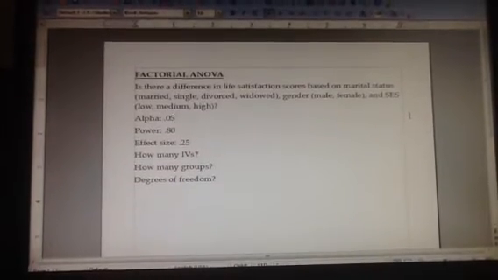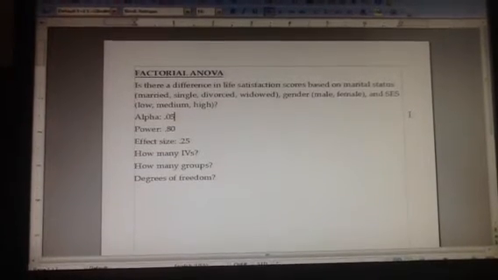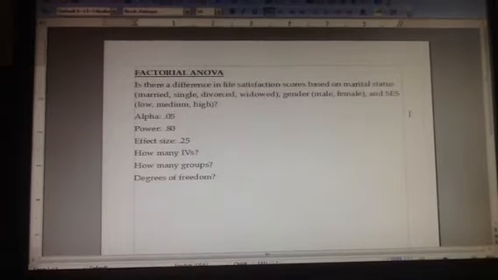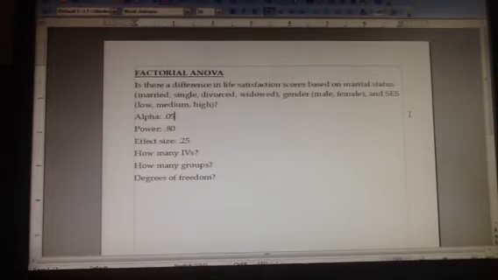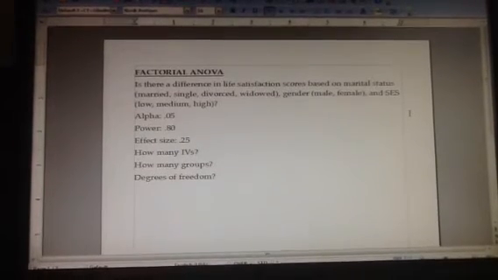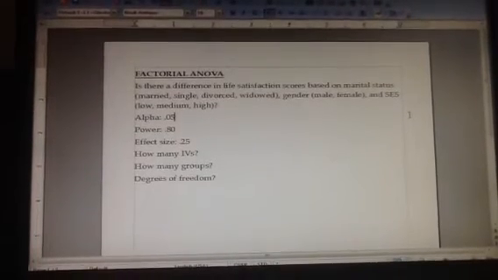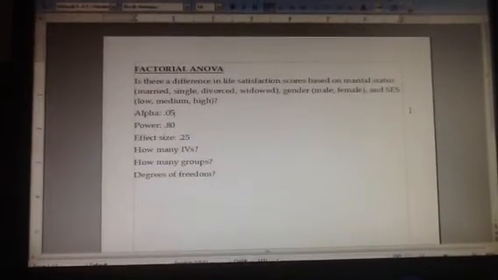So let's say we have a study where we have to find out if there is a difference in life satisfaction scores based on marital status, which is one of our independent variables, and as you can see it has 4 levels: married, single, divorced, or widowed. Gender, which is our second independent variable, male or female, and then SES, which is divided into low, medium, and high. And as on the assignment, you're already being told that you should go with the standard alpha level of 0.05 and your standard power level of 0.80. And then we're going to go with sort of a medium effect size of 0.25.